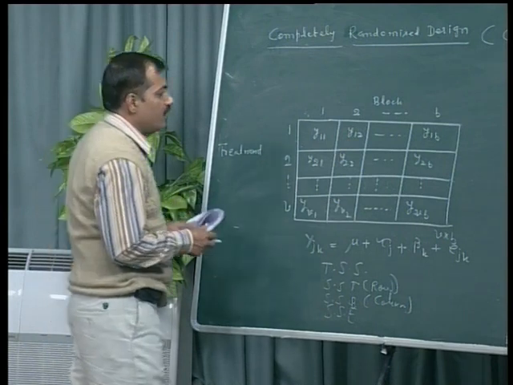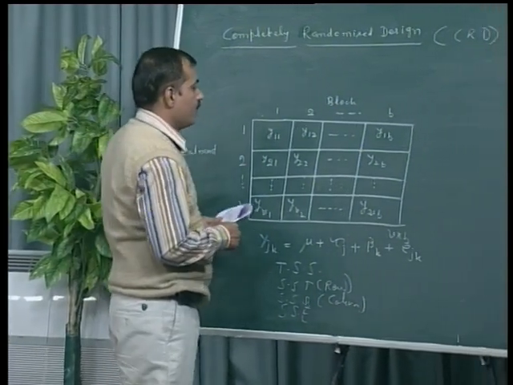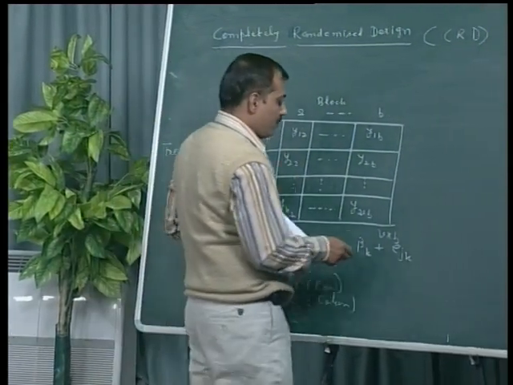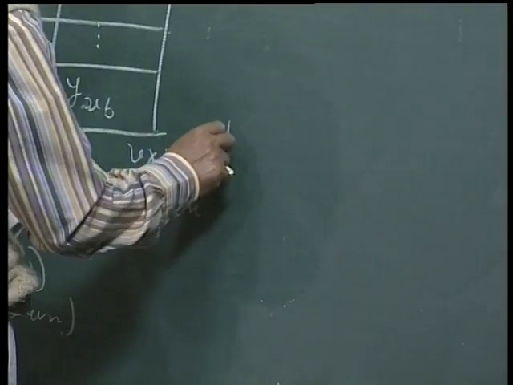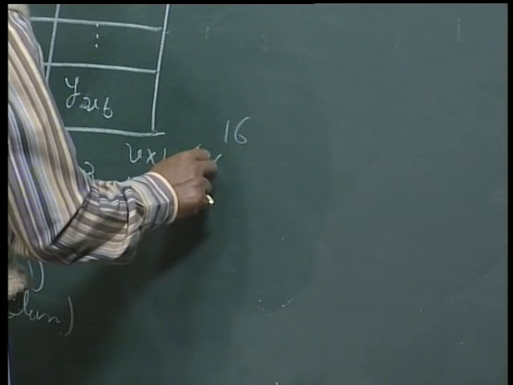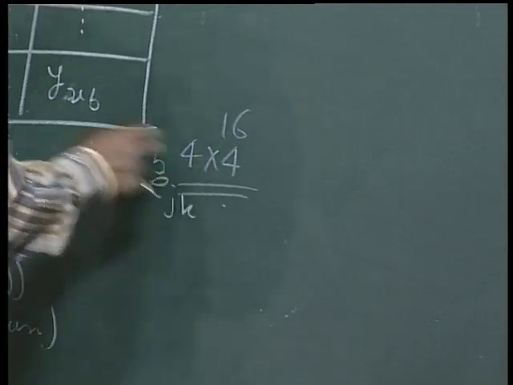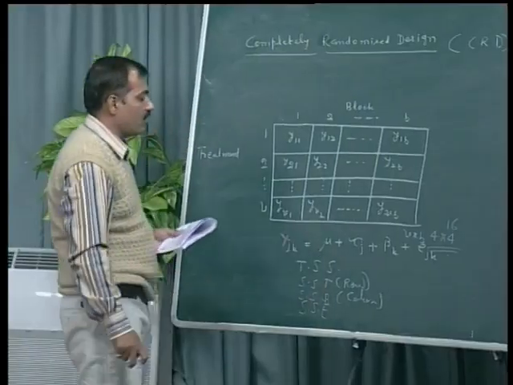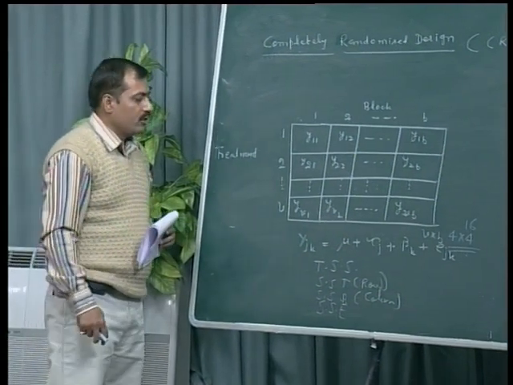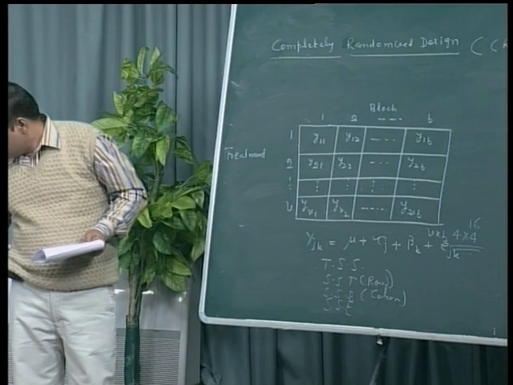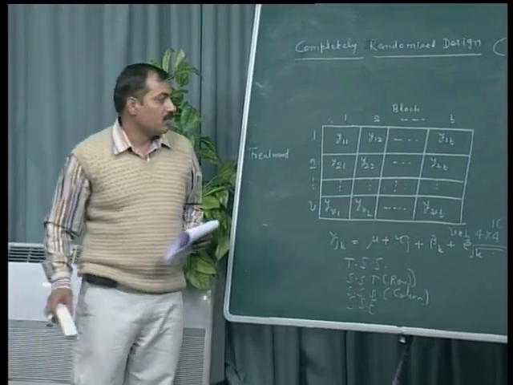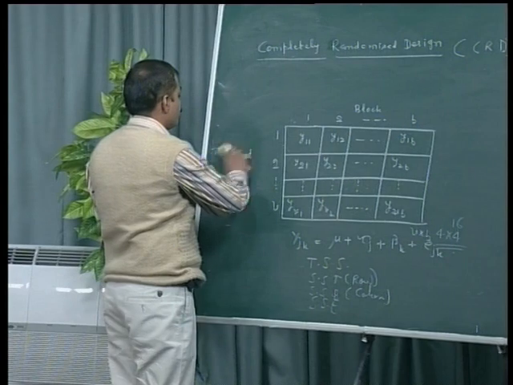Similarly, we go for Latin square designs, where we find V cross V only. For example, if there are 16 plots, we take 4 cross 4 blocks, and by applying the principles of randomization, replication, and local control, we find the results of Latin square designs also.